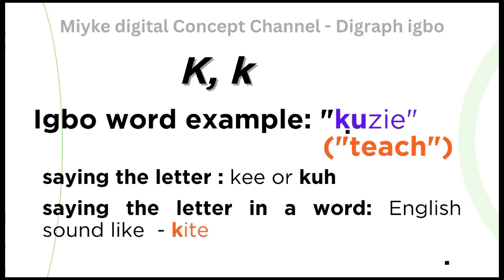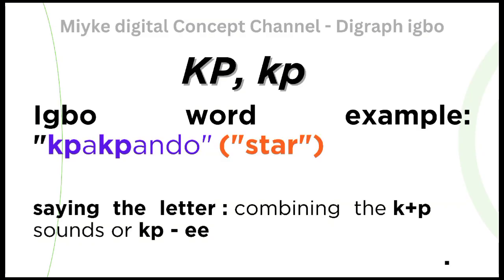But now let's talk about the major one we wanted to talk about in the Igbo language, KP. The example is kpakpando, that is star. It sounds like combining letters again, that is K and P. If you can remember when we were discussing the Igbo alphabet, when you come to that, so it's like combining two letters again, K and P, to make a good sound that will make a meaning.